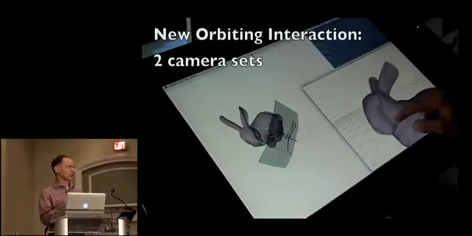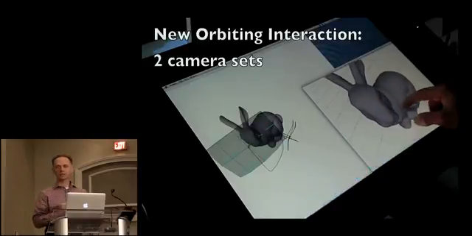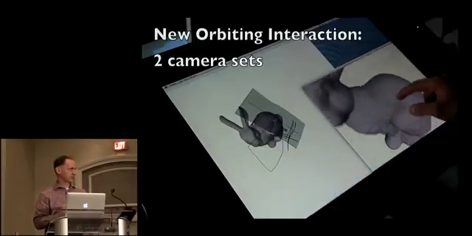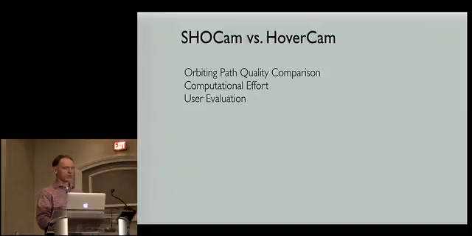And you can see how the system switches between the two different camera sets depending on the direction of the movement. So we evaluated this with different criteria, both in terms of an objective evaluation of the quality in terms of optical flow, how much computation we need, and what users say about the method.